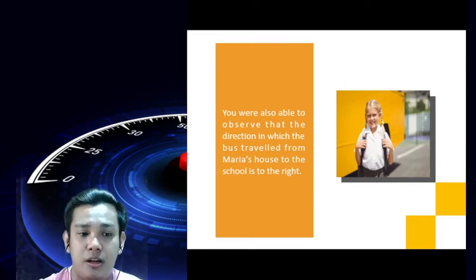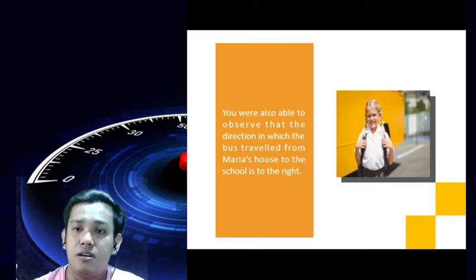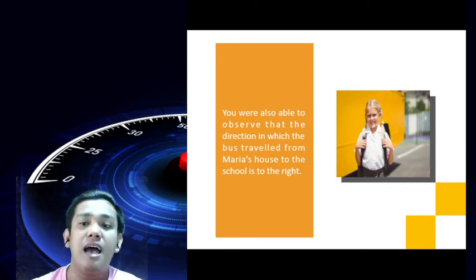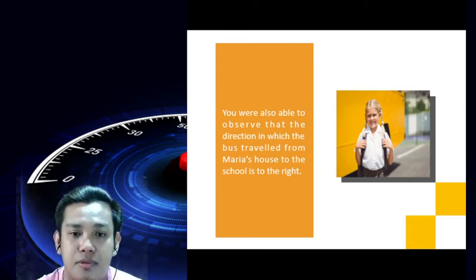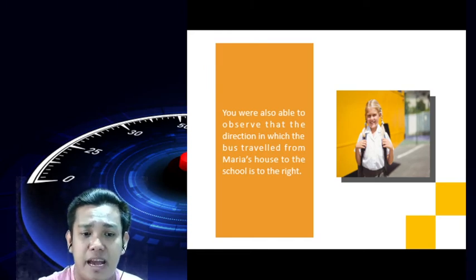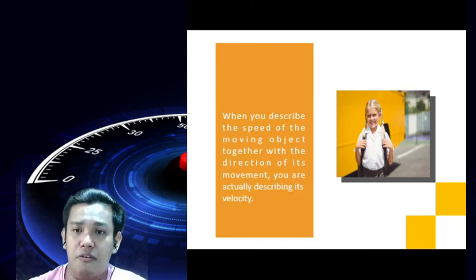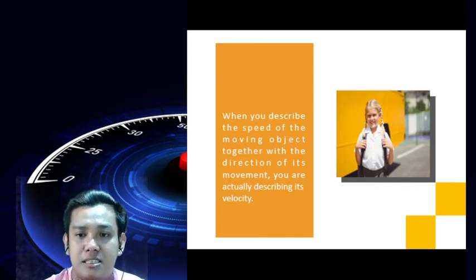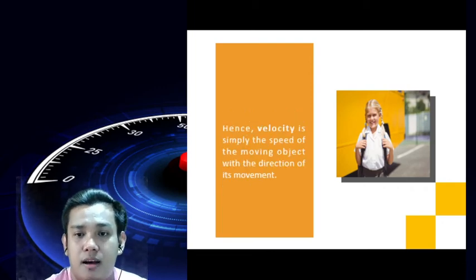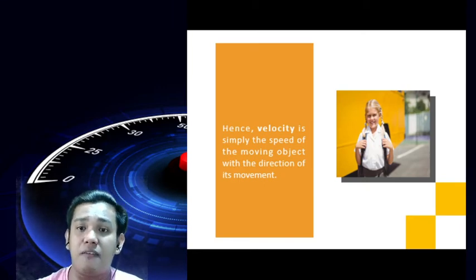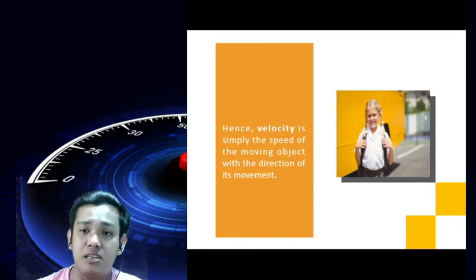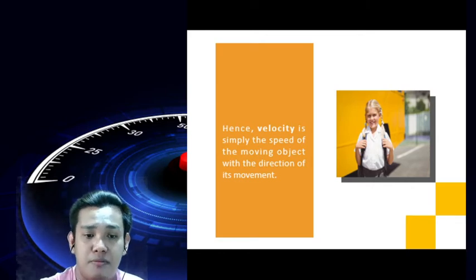You were also able to observe that the direction in which the bus traveled from Maria's house to the school is to the right. When you describe the speed of the moving object together with the direction of its movement, you were actually describing velocity. Hence, velocity is simply the speed of the moving object with the direction of its movement.